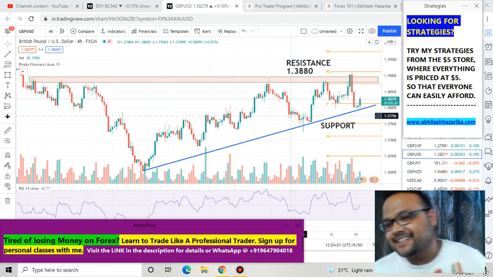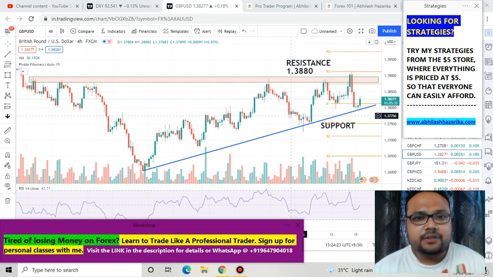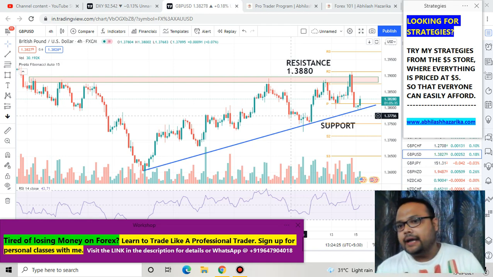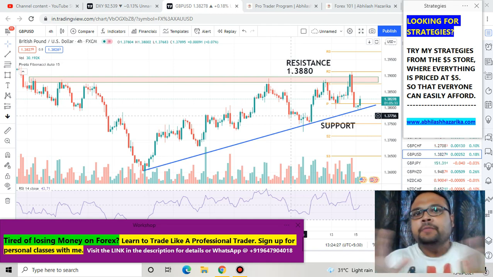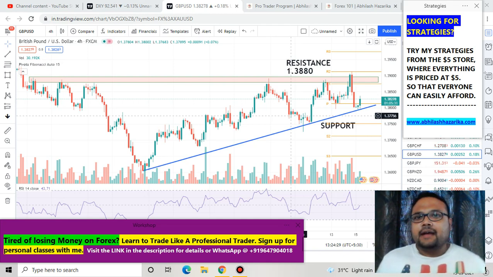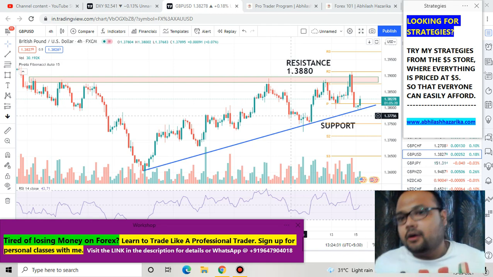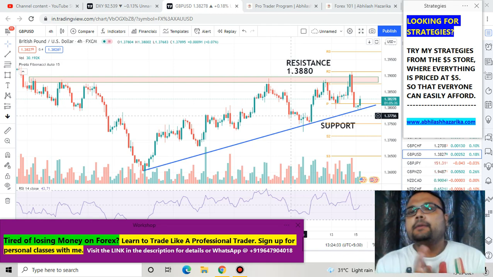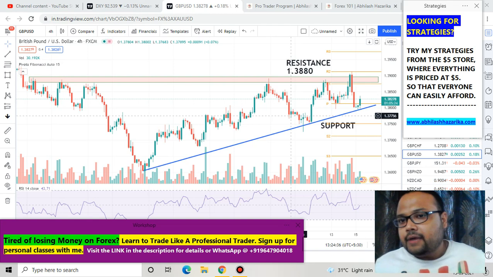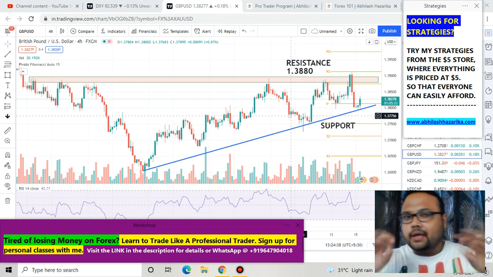So let's get started. This is the 4-hour chart of GBP USD in front of us right now, and as you can see, I have changed the setup. I have just two lines drawn on the chart because I prefer to keep my chart clean. So right now we have only two important levels for today and tomorrow.